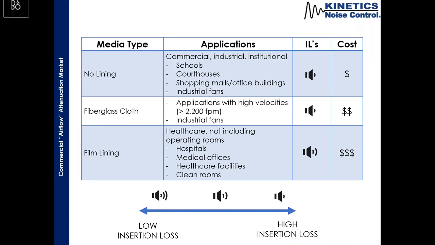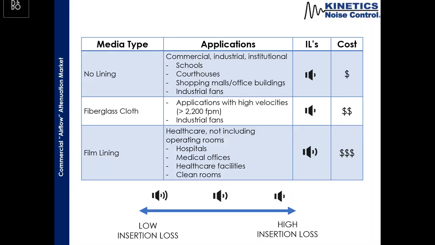Comparing the different media lining types. So no lining, we're going to see that most of the time. That's going to be most of your commercial buildings, most of your institutional buildings. Your schools, courthouses, shopping malls, office buildings, things like that. They don't require any lining. The media is perfectly protected being behind that perforated sheet metal.